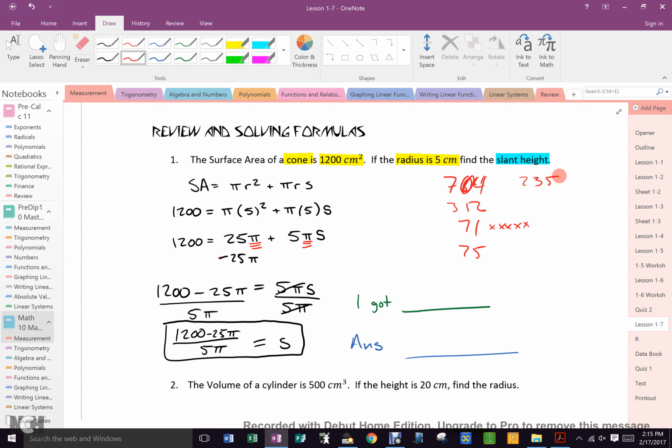What's the biggest number you're allowed to have? 1,200. Even 235. 235 times 5 is over 1,000, plus another 25. Even that's too big, isn't it? Does everybody understand what I'm saying? You can't believe your calculator.